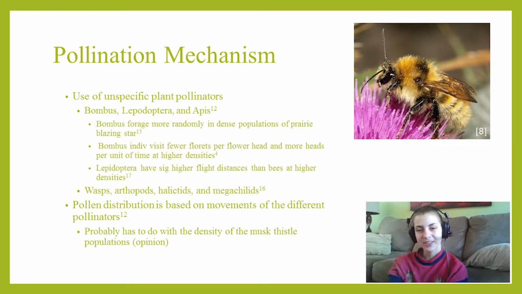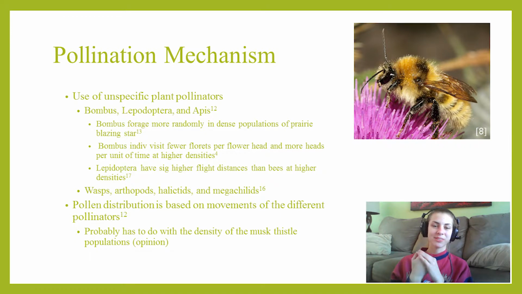As for pollination mechanisms, they use unspecific plant pollinators, and some of these pollinators include Bombus, Lepidoptera, Apis, wasps, arthropods, halictids, and megachilids. And some interesting things to note about some of the pollinators is that Bombus tend to forage more randomly in dense populations, and this was seen in a plant called prairie blazing star, which grows in Kansas and also tends to pollinate Carduus nutans in a similar manner.